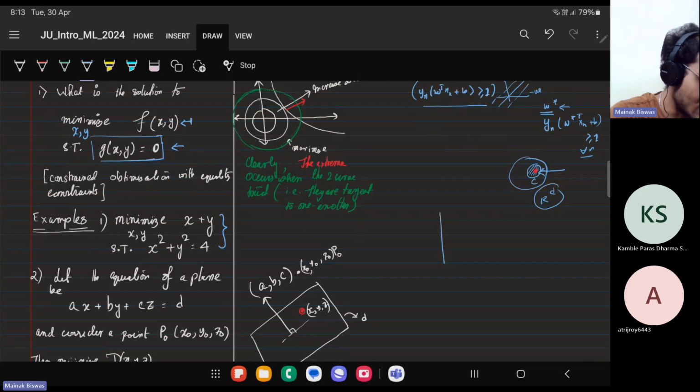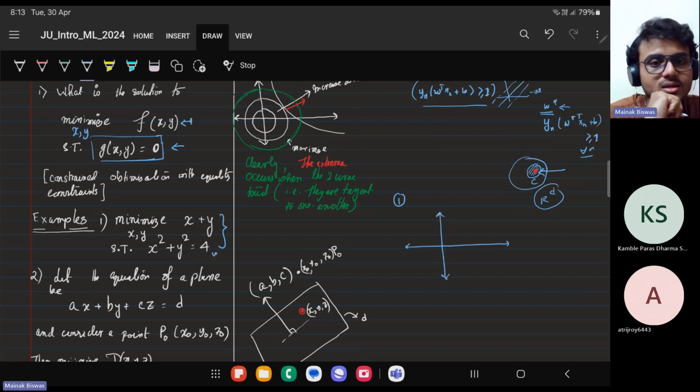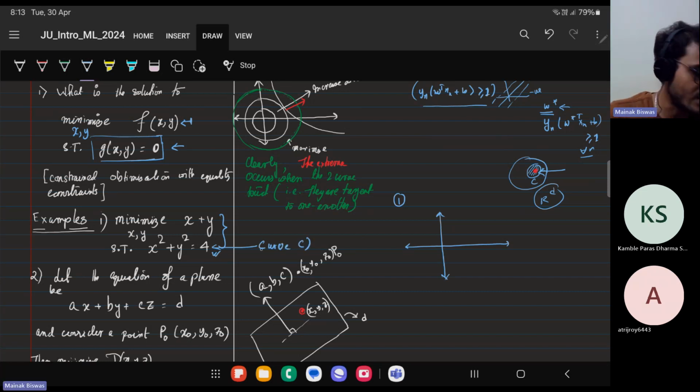So what is the constraint? Let us draw it first. What does the constraint say? On this curve C, which is the constraint, you want to find the maximum value of x plus y. So what does x squared plus y squared equal to 4 look like? It's a circle, right?